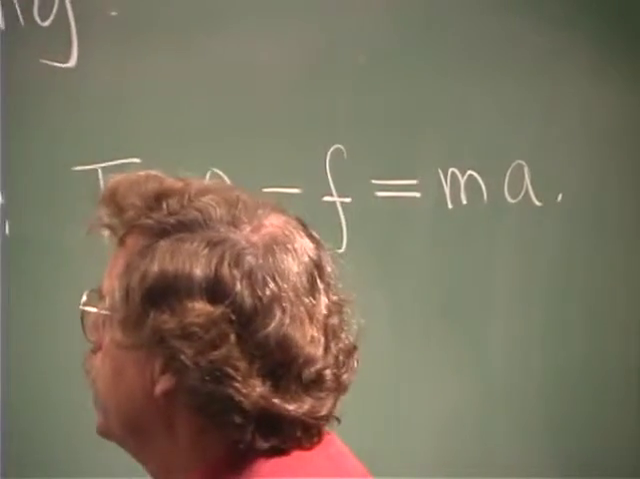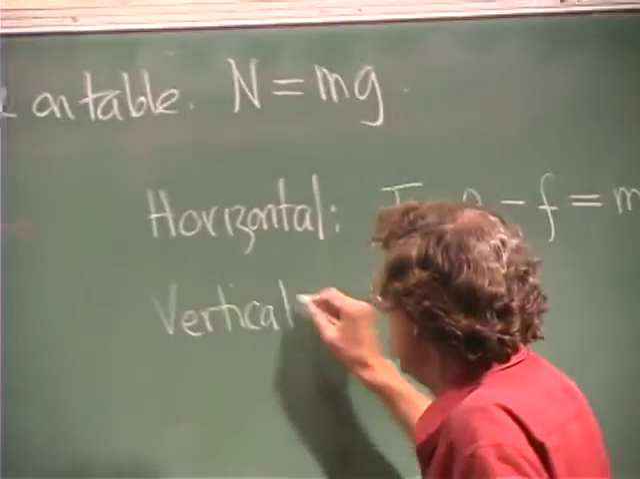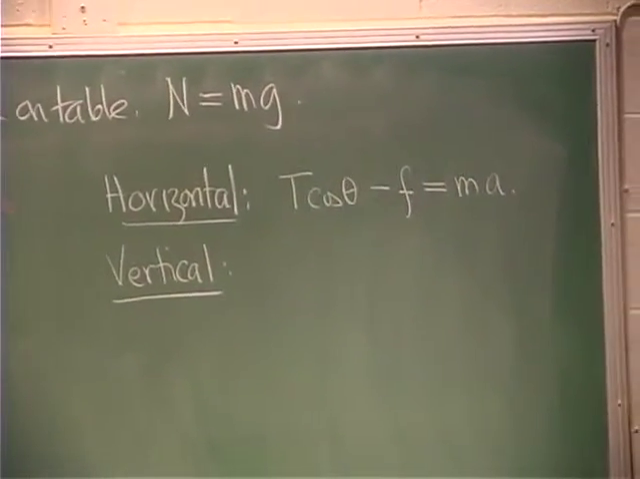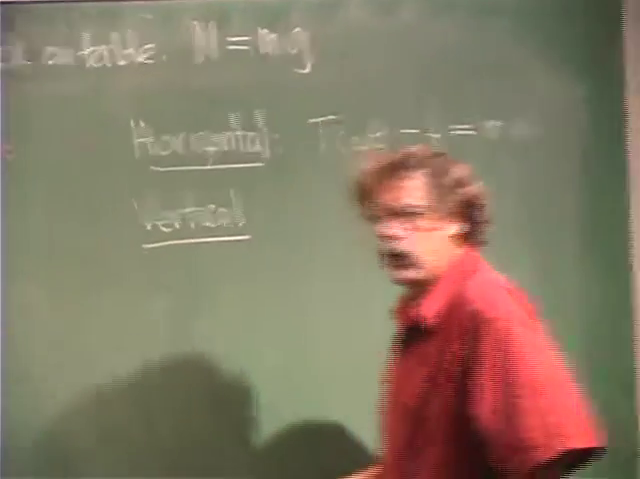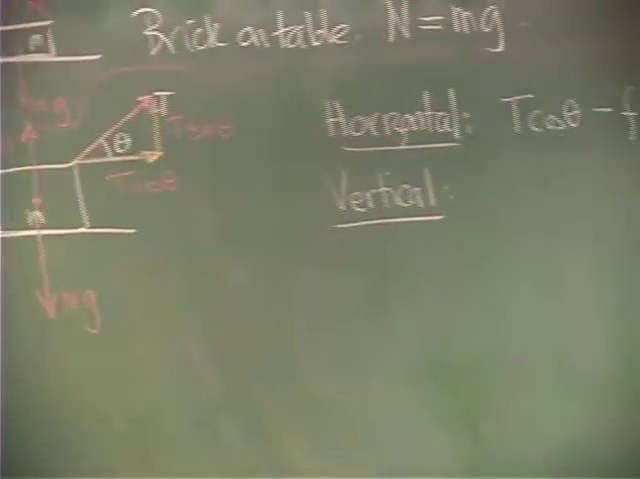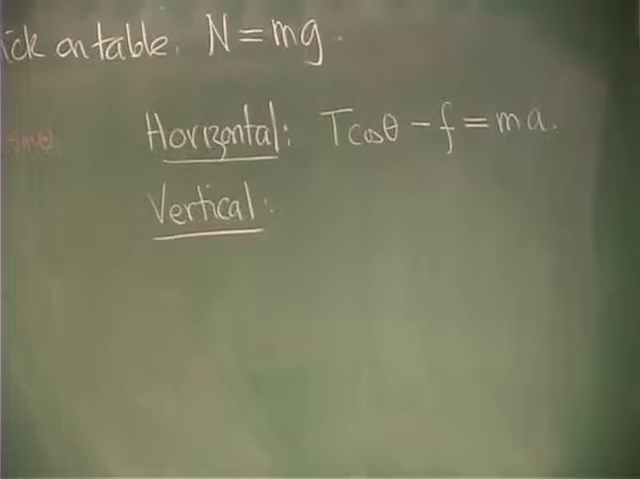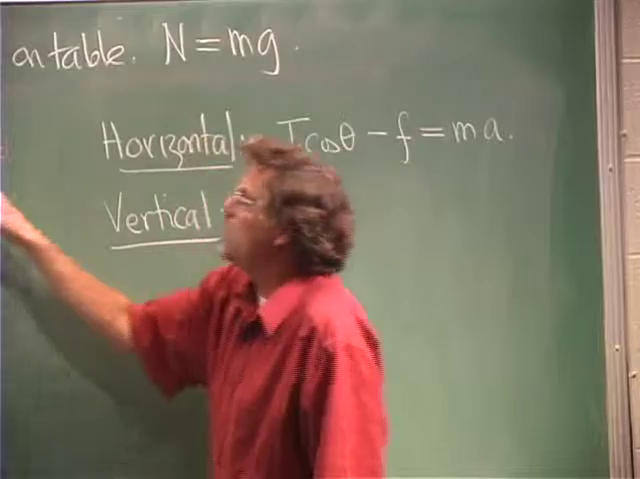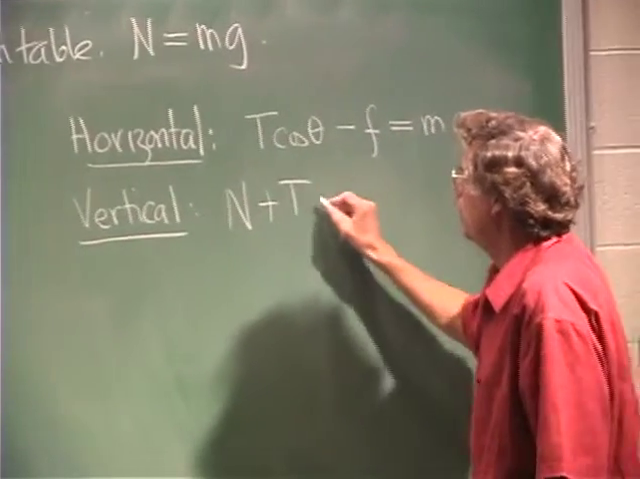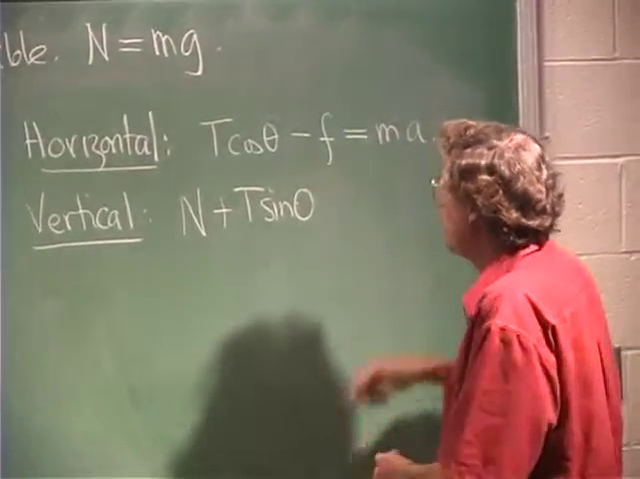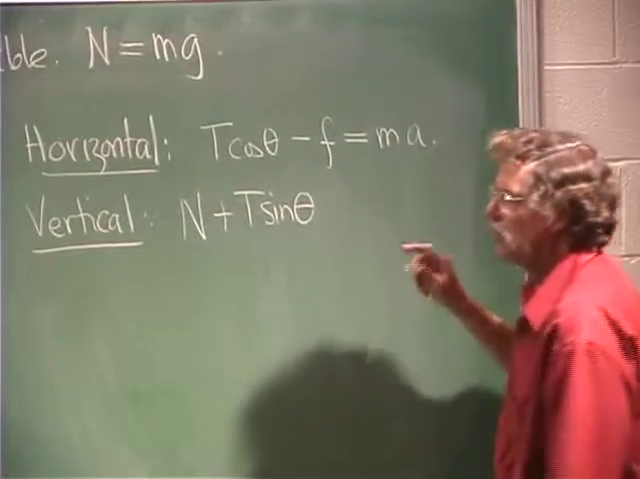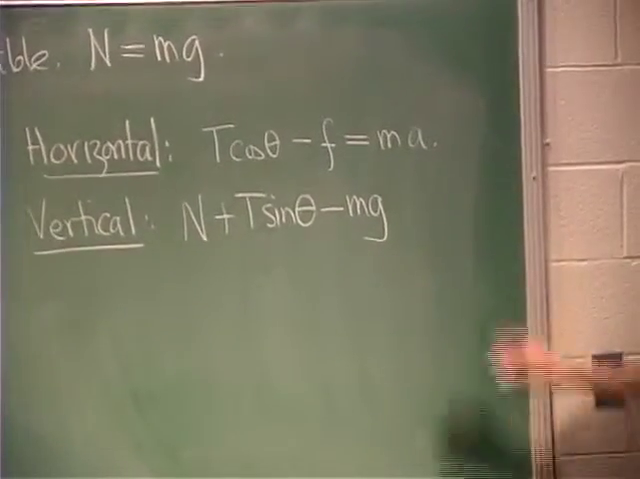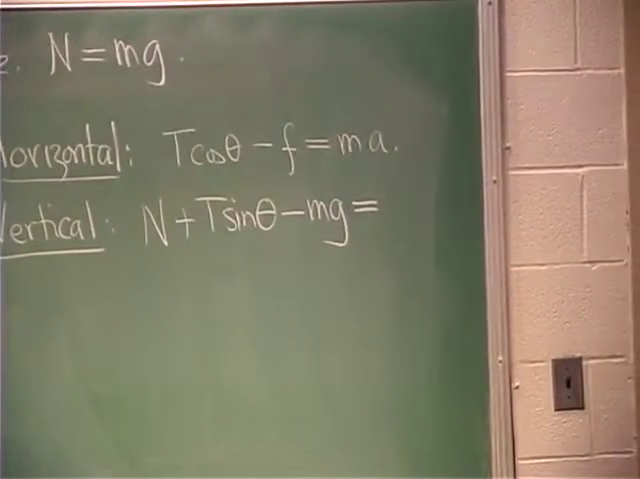How about in the vertical direction? This it did not ask about, but it probably should have, because it's an interesting question. In the vertical dimension, what do I see here? Acting up first, you tell me, what forces do you see pulling up on this thing? Forces or components? N pulls it up. T sine theta also pulls it up. And how about in the downward direction? mg, of course, so I put that in with a minus sign. That's the sum total of all the forces acting in the vertical direction.